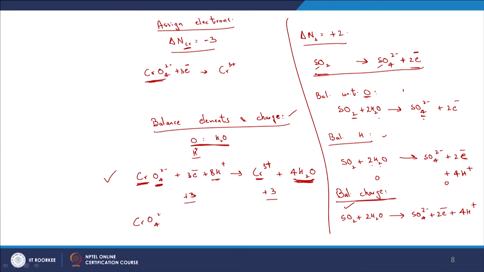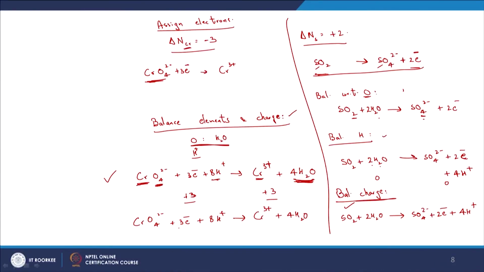So we are done with having the relevant half reactions. But obviously now we need to be able to develop the overall reaction. What is the key with respect to developing the overall reaction now? You need to be able to balance the number of electrons being gained or lost.